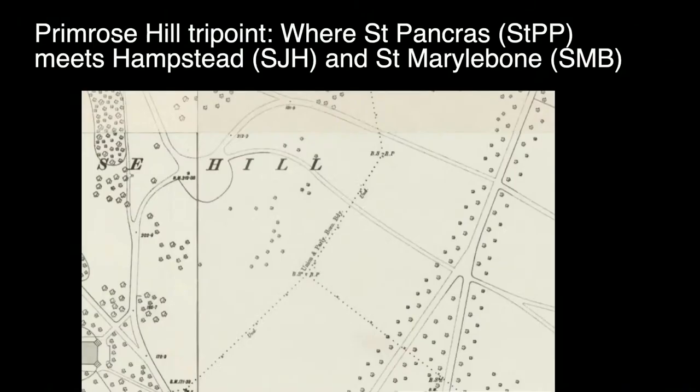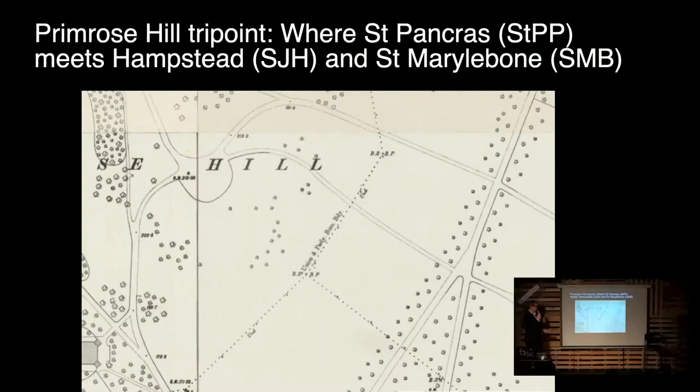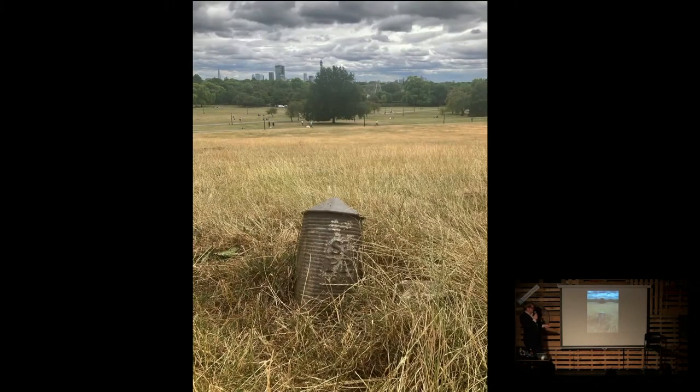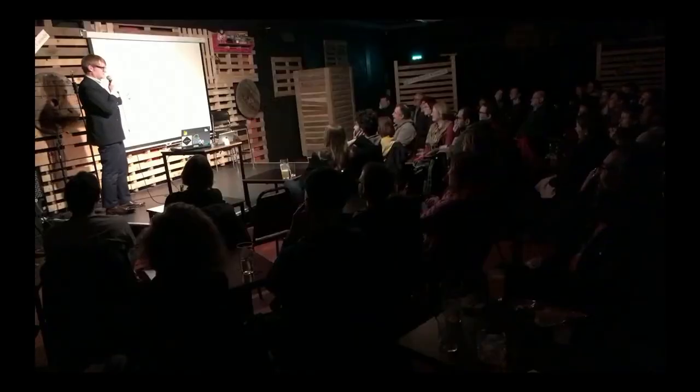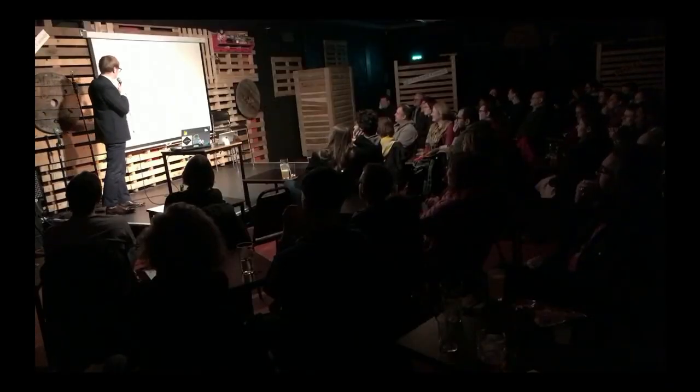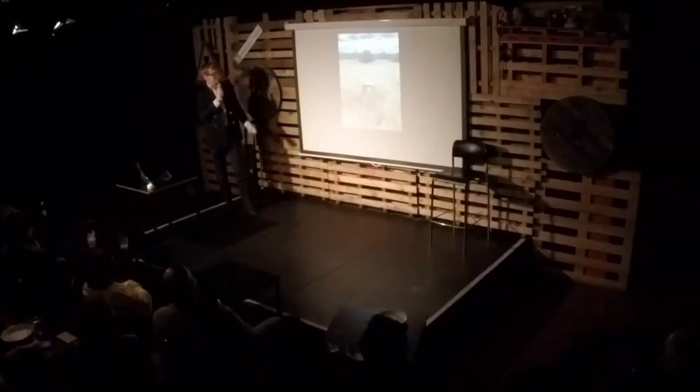Tripoints. Tripoints are exciting because that's where three parishes meet. Here's a nice example, St. Pancras, Hampstead and Marylebone on Primrose Hill. You've maybe stumbled over that when you're running down the hill one nice summer night and then wondered, what is this, STPP.